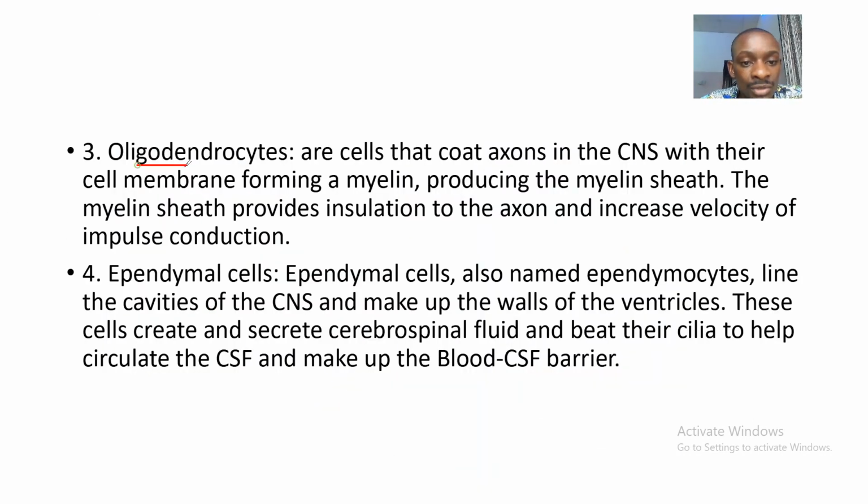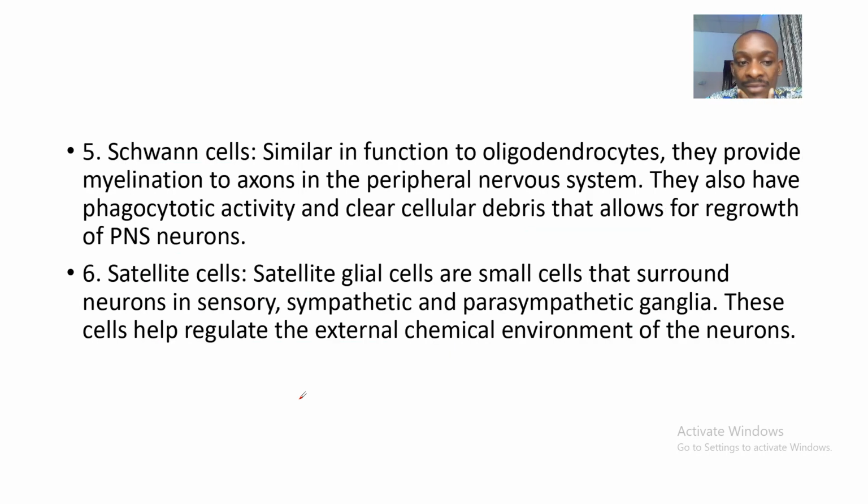Okay, then next we have the oligodendrocytes, and these are cells that coat the axons in the central nervous system with their cell membrane, forming myelin, producing the myelin sheath. The myelin sheath provides insulation to the axon and increases velocity of impulse conduction. Okay. Next we have the ependymal cells, also named ependymocytes. They line the cavities of the central nervous system and make up the walls of the ventricles. Now, these cells create and secrete cerebrospinal fluid and beat their cilia to help circulate the cerebrospinal fluid and make up the blood-cerebrospinal fluid barrier.